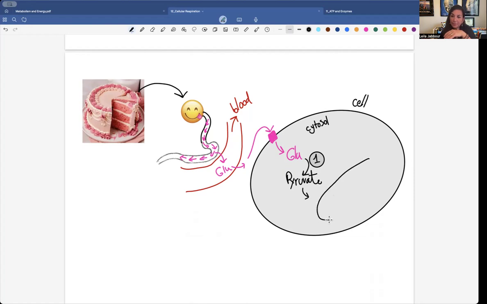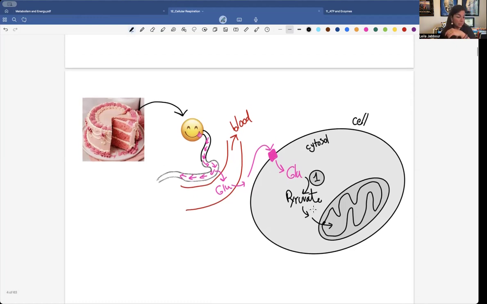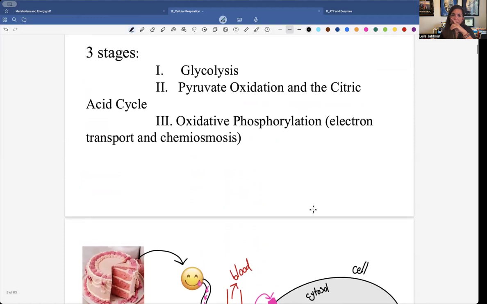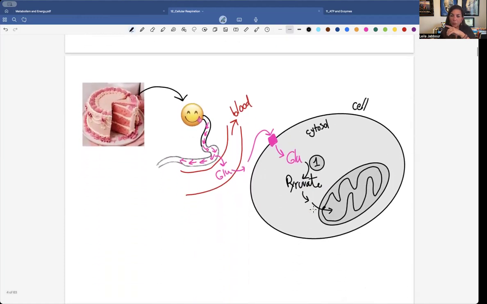But then it's going to enter the mitochondrion. And this is very exaggerated because a mitochondrion that big in a cell, that's impossible. So this is a mitochondrion with this double membrane, right? So this is an organelle inside the cell. The pyruvate is going to enter the mitochondrion, and there will be the second phase with the citric acid cycle.